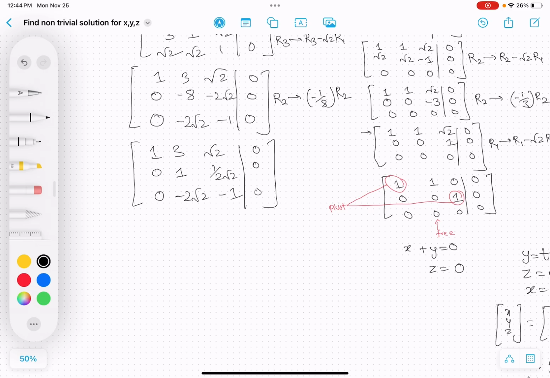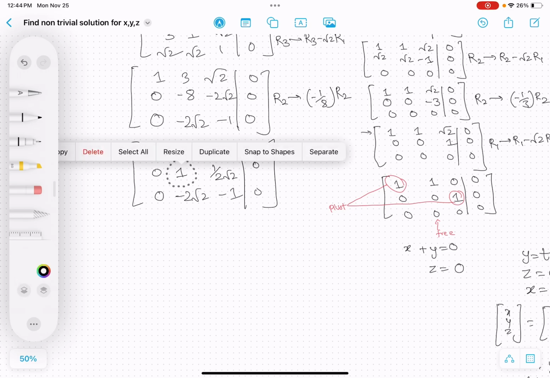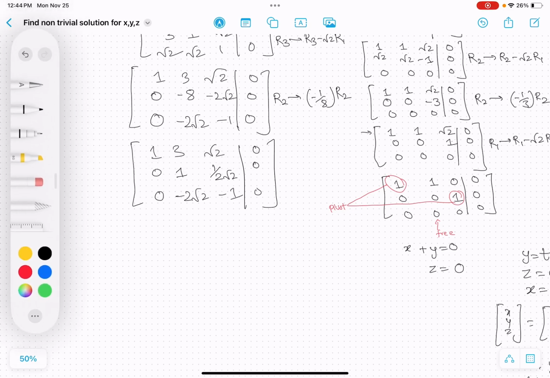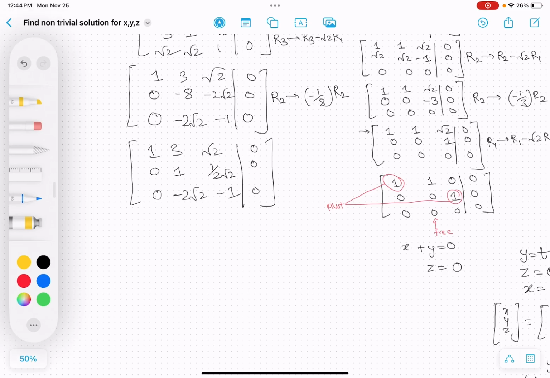Now I want to again make this the pivot variable. Wait, isn't there any laser pencil? No, there is not. Is it? No, it's not.